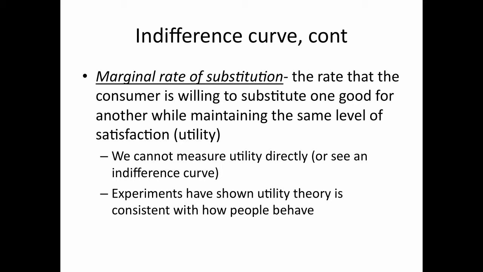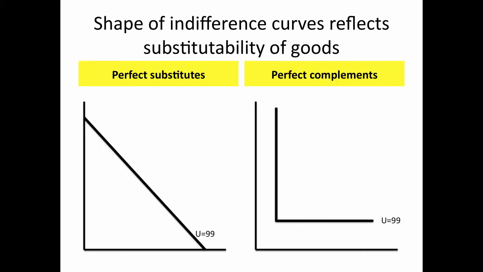What's also important to understand with all of this is that we cannot measure utility directly. We can't even see an indifference curve, let alone try to estimate one statistically. But experiments conducted by economists and also by psychologists have shown that utility theory is consistent with how people behave when they're faced with constrained choices and when they have to choose amongst different bundles of goods.